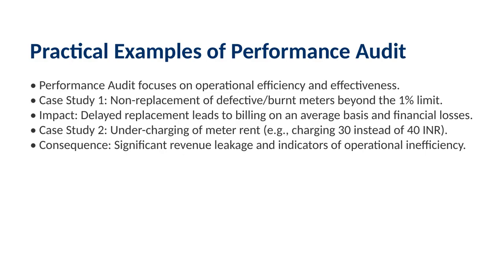Second, look at the undercharging of meter rent. If the company is supposed to charge 30 rupees for single-phase and 40 rupees for three-phase meters, but fails to do so, resulting in a short charge of, say, 60 lakh rupees across 3 lakh consumers, that is a clear indicator of operational inefficiency.